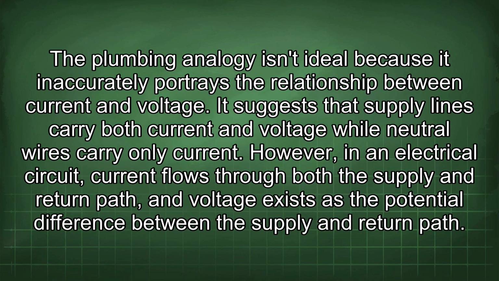The plumbing analogy isn't ideal because it inaccurately portrays the relationship between current and voltage. It suggests that supply lines carry both current and voltage while neutral wires carry only current. However, in an electrical circuit, current flows through both the supply and return path, and voltage exists as the potential difference between the supply and return path.